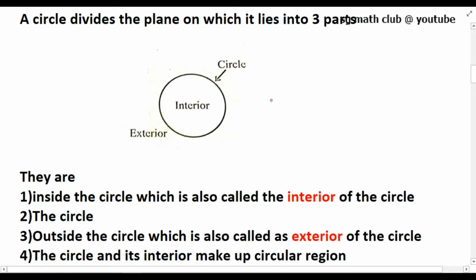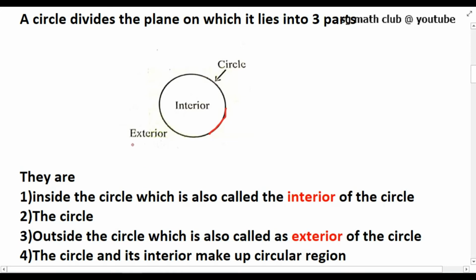Next, a circle divides the plane on which it lies into 3 parts. They are inside the circle, which is also called the interior of the circle. Then we have the circle, and outside the circle, which is also called the exterior of the circle.